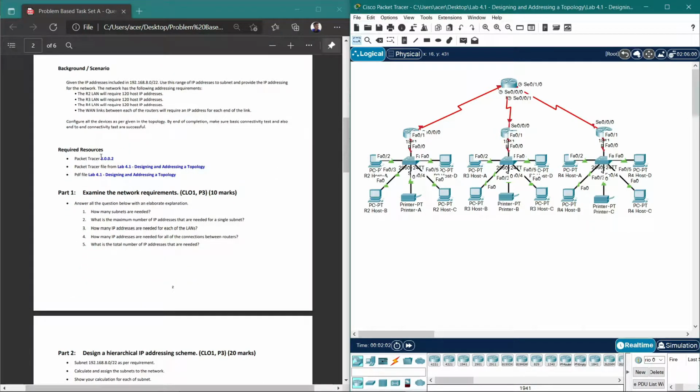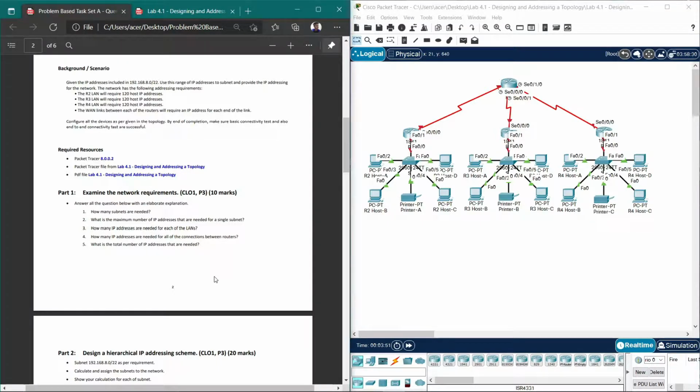The required resources will be Packet Tracer 8.0.0.2 and the Packet Tracer file from lab 4.1. This is a Packet Tracer file and also the PDF file 4.1. For Part 1, examine the network requirements. Answer all the questions below with an elaborate explanation.